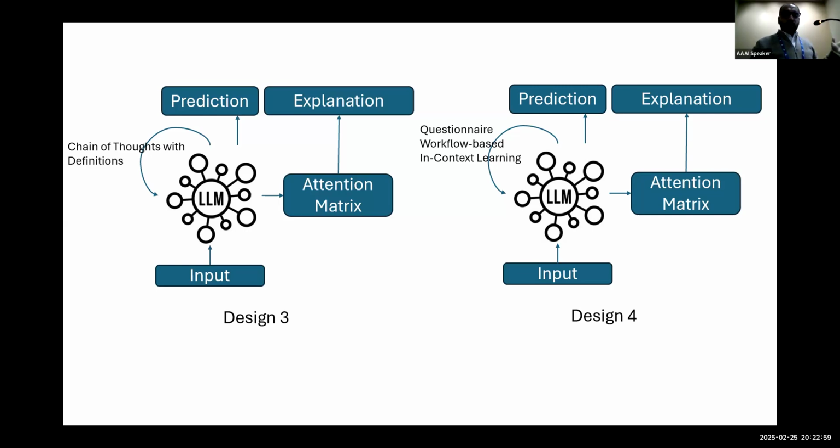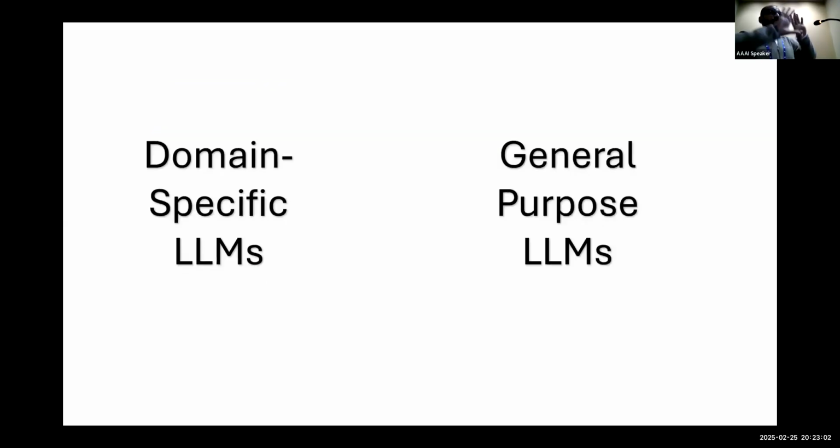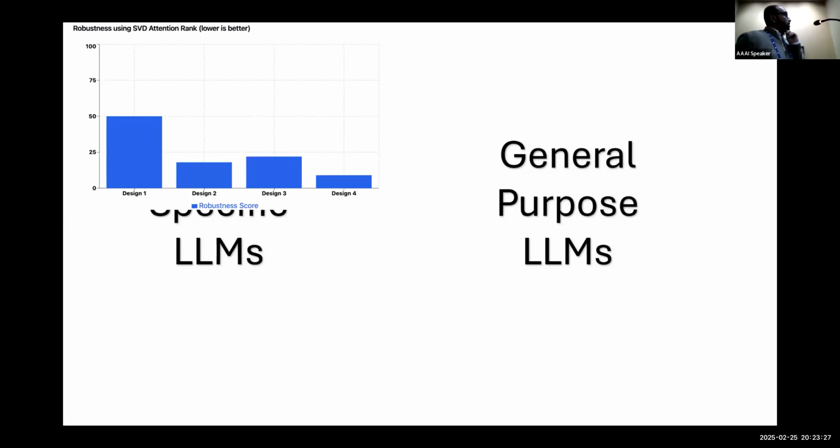What we found in these 4 designs is some sort of discrepancies between domain-specific LLMs and general-purpose LLMs. When I'm talking about domain-specific, I'm only looking at the ones defined for psychology-related tasks like Scikit-BERT, Medalpaca, and those models. And by general purpose, I mean Llama, Mistral, Phi, and those. So across design 1, design 2, design 3, and design 4, we want to analyze the robustness of these models. This is where we want to focus.